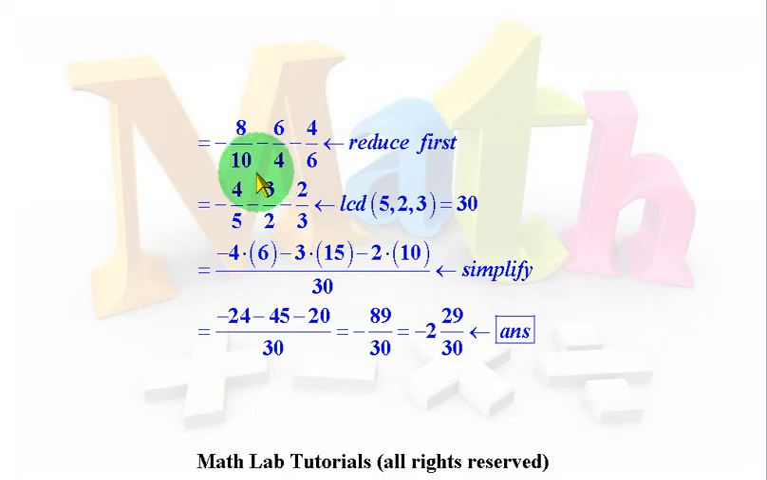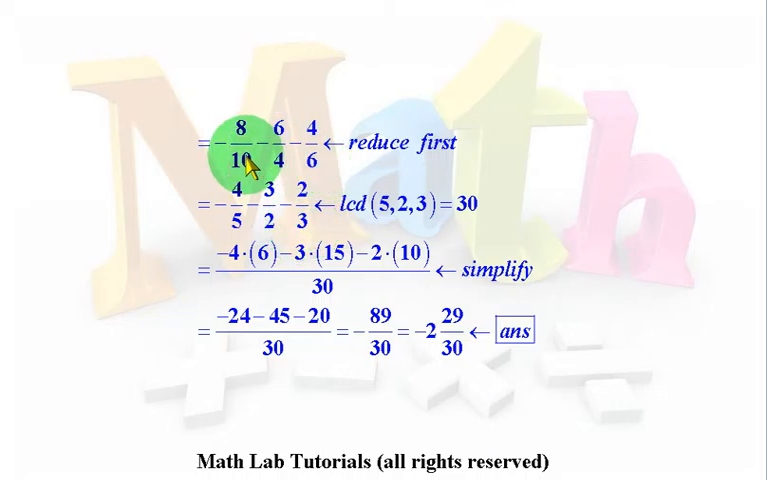And then what you want to do at this point is reduce on the fly. 8 over 10 reduces to 4 over 5. I'll let you figure out how to do that. 6 over 4 reduces to 3 over 2. And 4 over 6 reduces to 2 over 3.